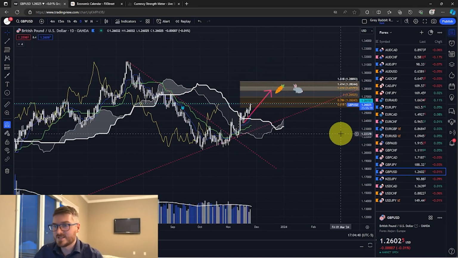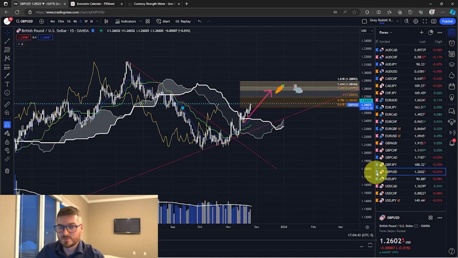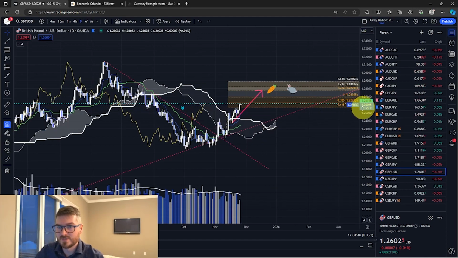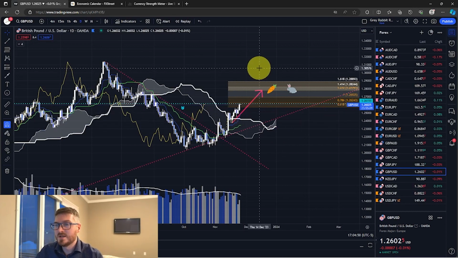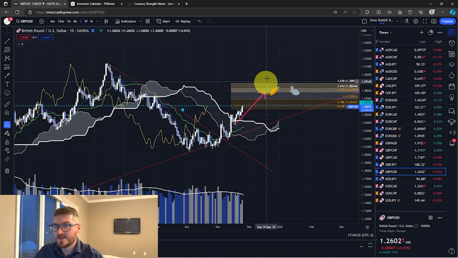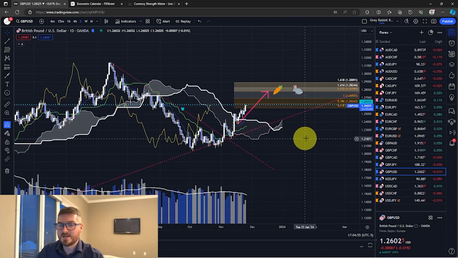But either way, guys, this is going to be a good pair this week. This is marked as blue. I'm waiting for the breakout of this resistance level here, the 1.26155 level. I'm going to be looking to enter and target these levels. So keep an eye on this one, guys. This is going to be a good pair, British Pound, USD.